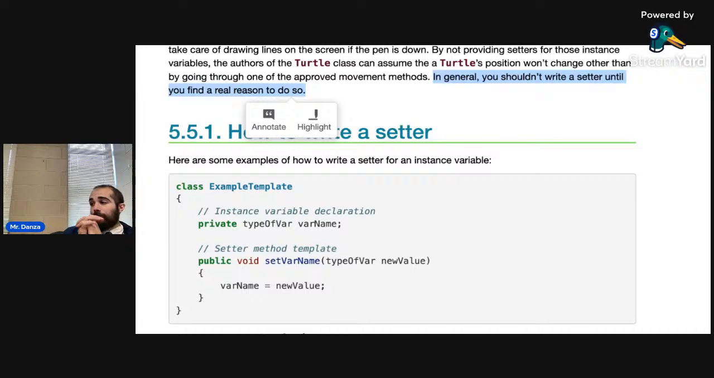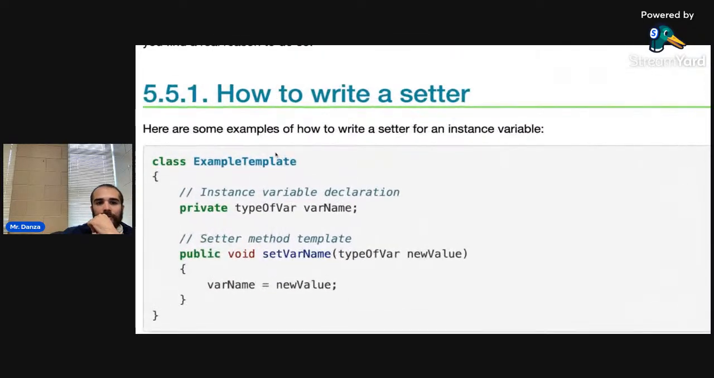So naturally, if you're thinking of setters and getters, typically you set something and you get something. But setters come purposely after getters because getters are used more frequently. Setters are not used as frequently, but you should still know how to write a setter. Okay, how to write one. Here are some examples.